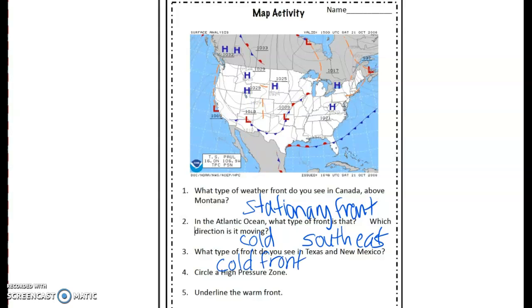Then it says circle a high pressure zone. That'd be that area. Underline a warm front. That would be right here in Texas. There's a warm front, so you would circle and underline those areas. Okay, hit pause until you have that one all the way filled out.